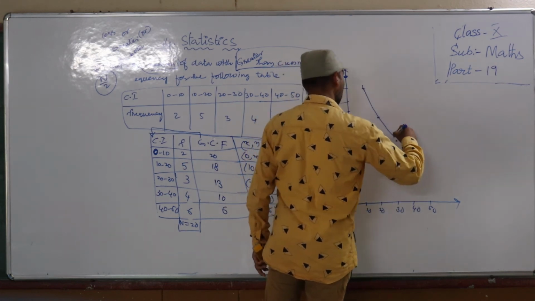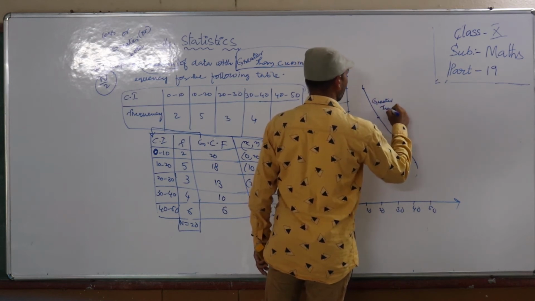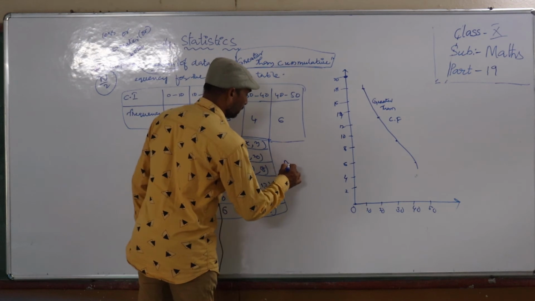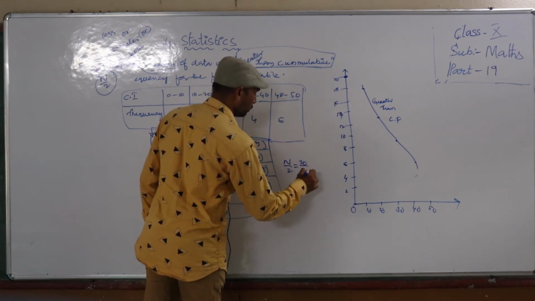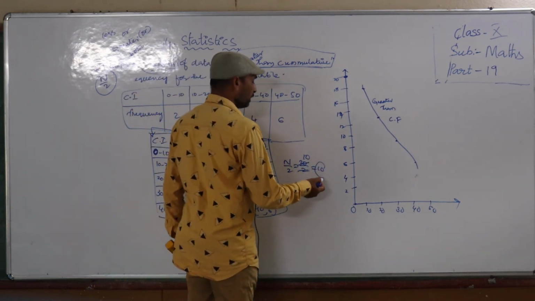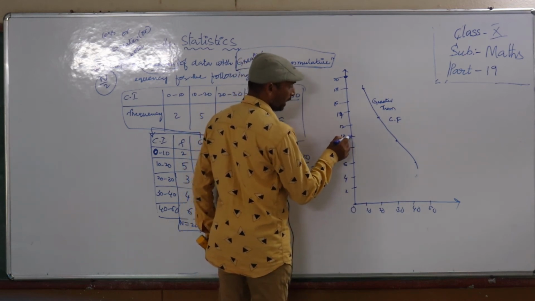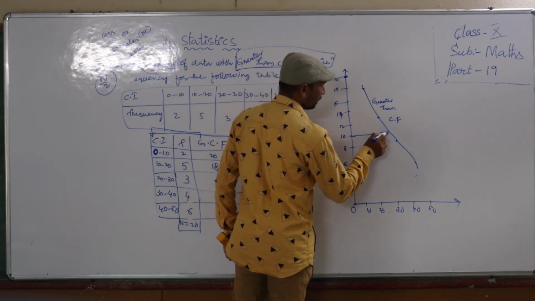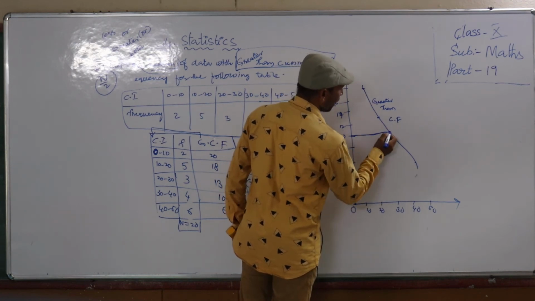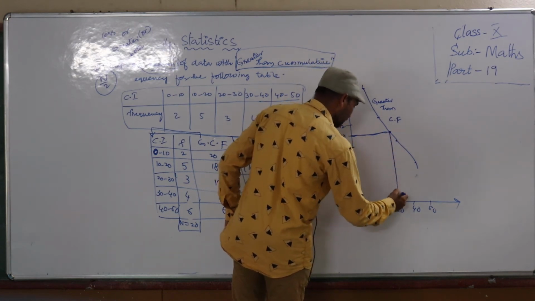So the graph you will get looks like this. This is the greater than cumulative frequency graph. Then we should find the n by 2 value, 20 by 2, which is 10. So this 10 we take on the y-axis, then from here with the scale draw a straight line, and this line intersects the greater than cumulative frequency graph here. From here, using the scale, draw a perpendicular line to the x-axis.